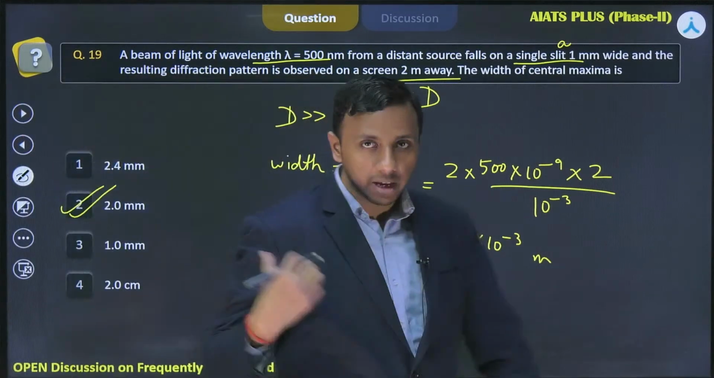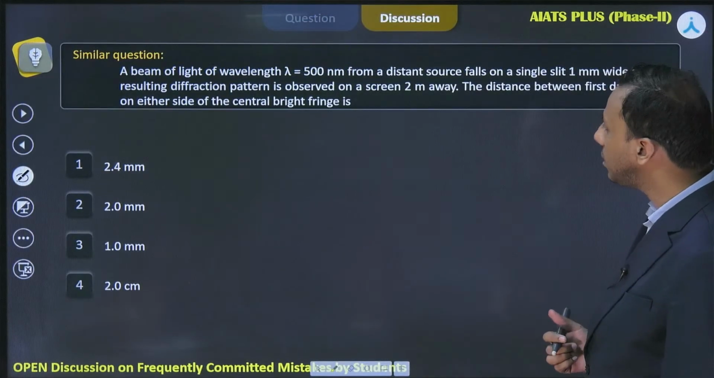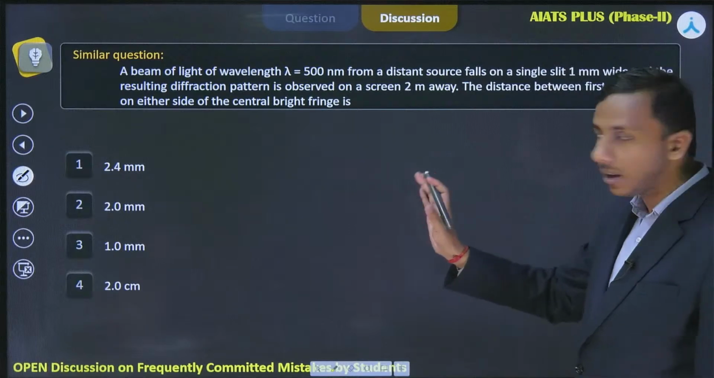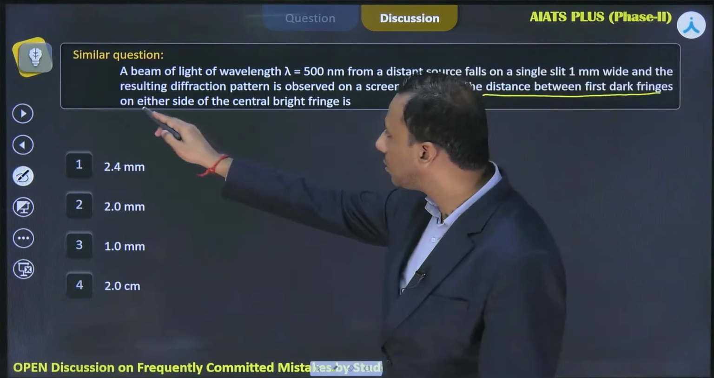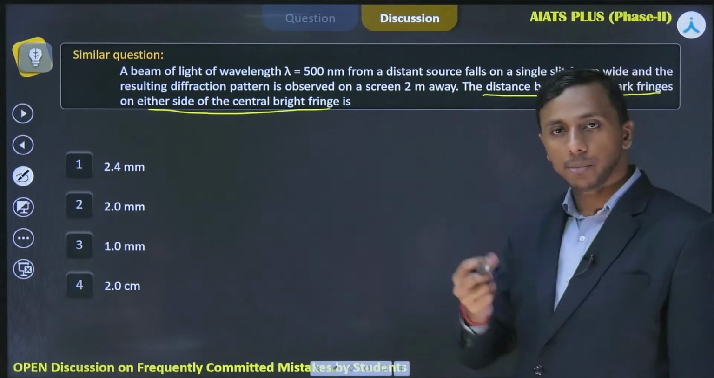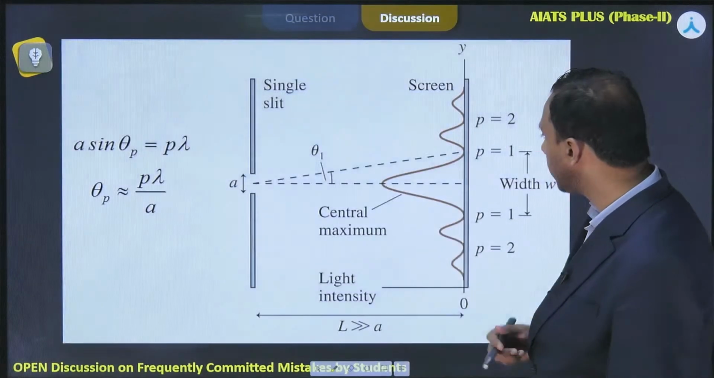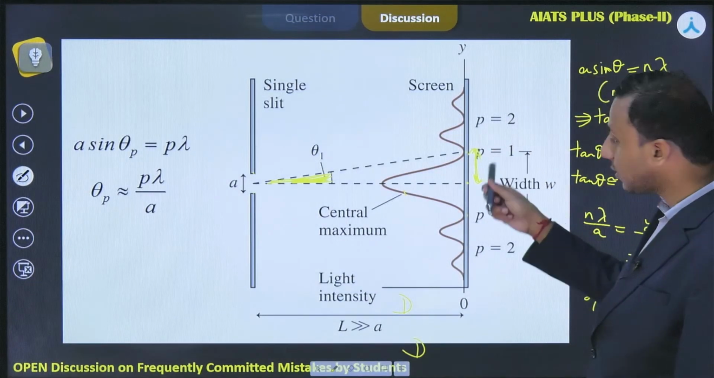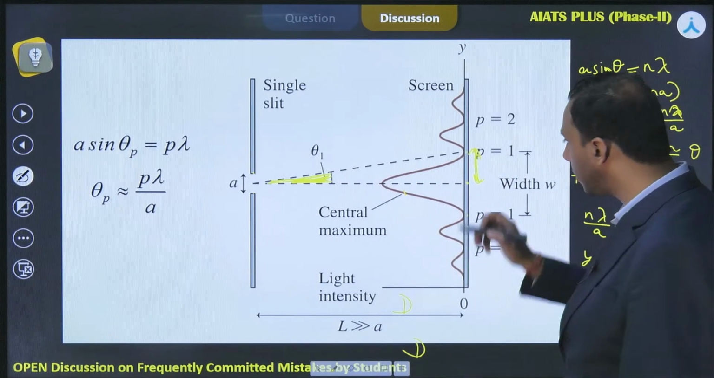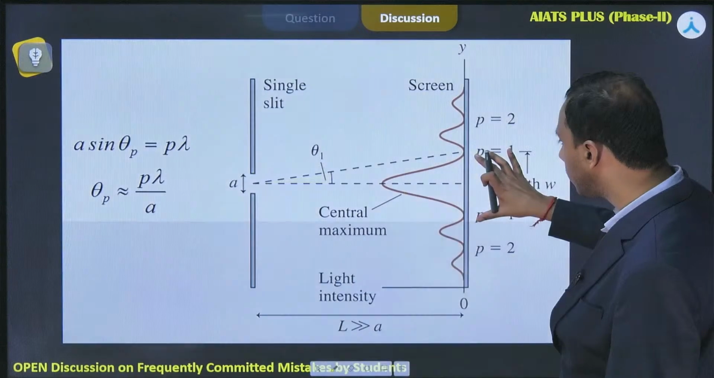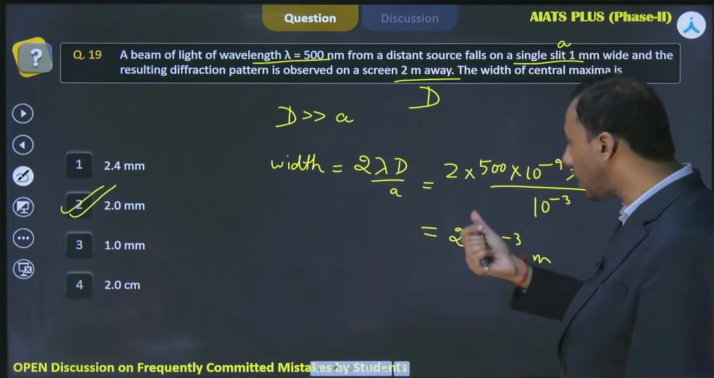And a very similar question I have another as well. See this question, the same stats are given, but here I am asking the distance between the first dark fringe on either side of the central bright fringe. So let's go back to the diagram again. This was the first dark fringe, and this was the another first dark fringe on the other side of the central bright fringe, right? So what was the distance between them? It was this distance only.